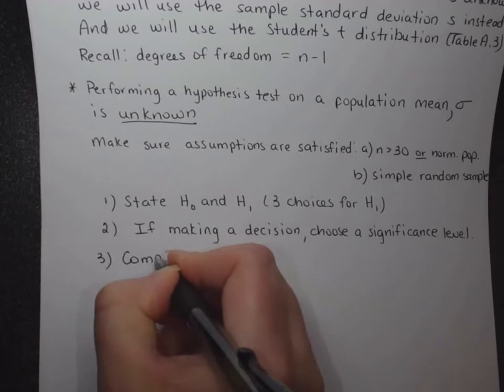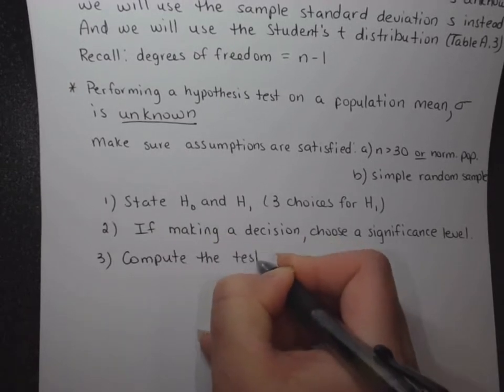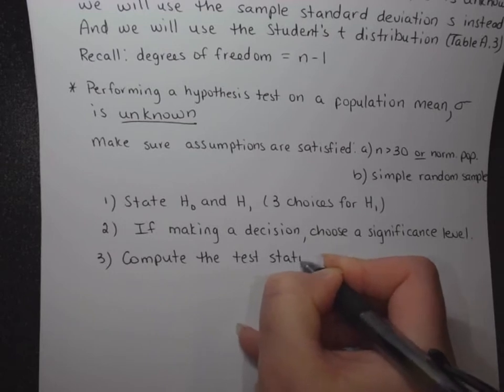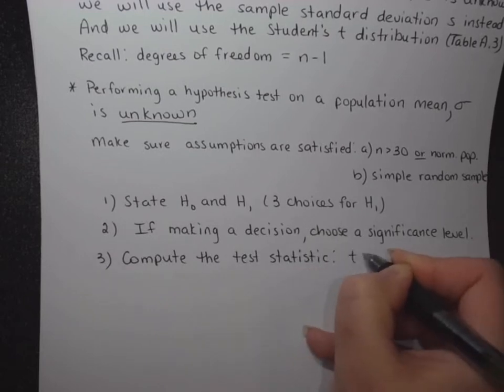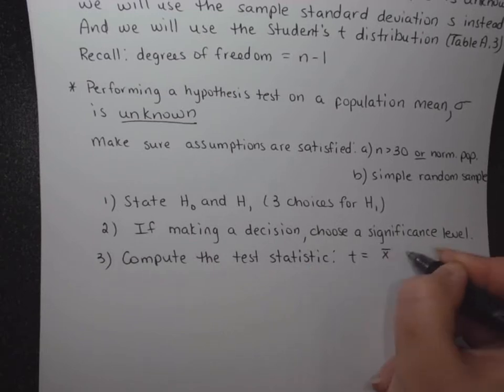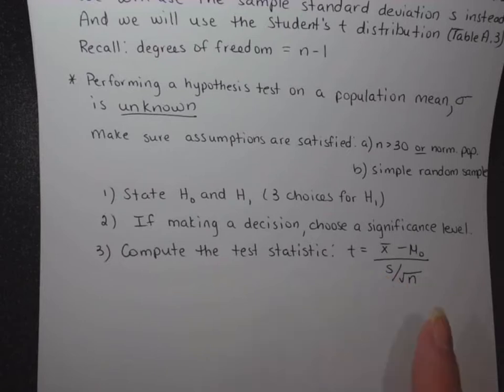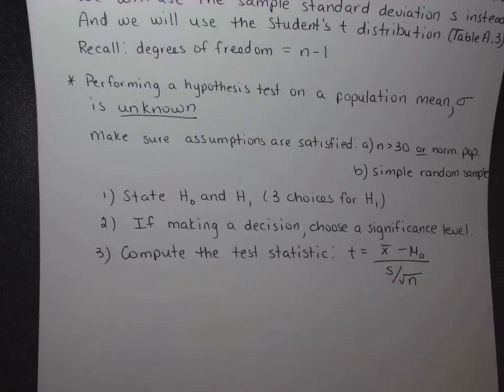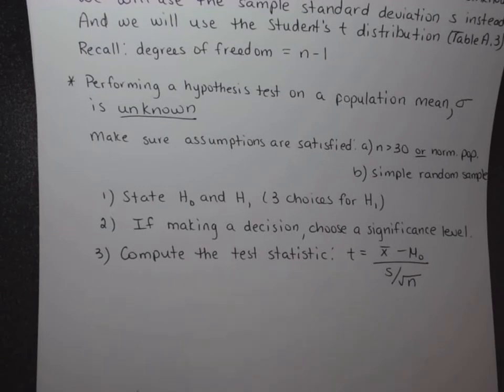Step 3 is you're going to compute the test statistic. The formula for the test statistic looks just like the one for Z, or similar. So it is mean of the sample minus mean of the population over the standard deviation divided by the square root of n. It's just that S is the sample standard deviation instead of the population standard deviation, and then notice instead of Z we're using T.